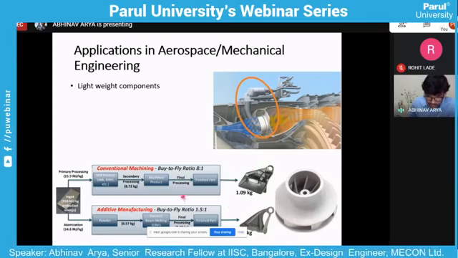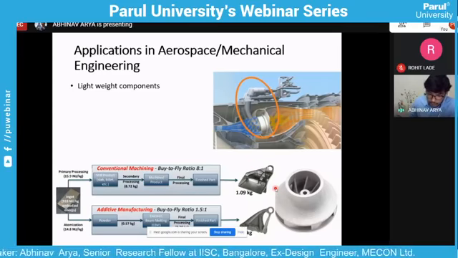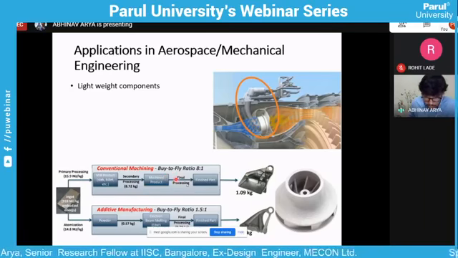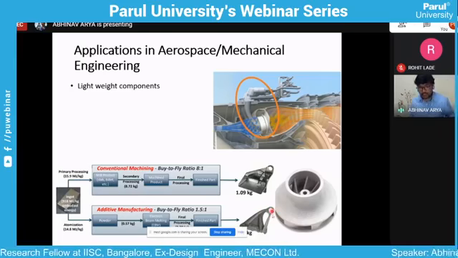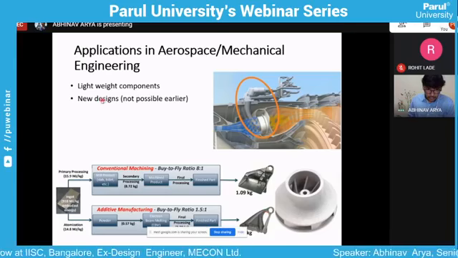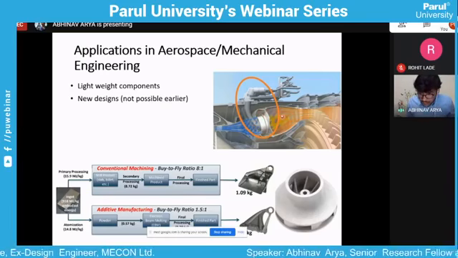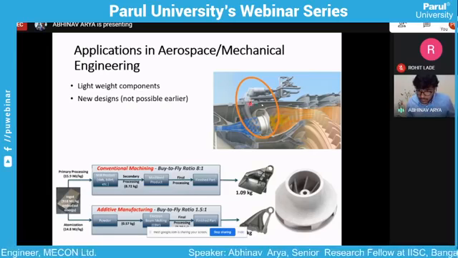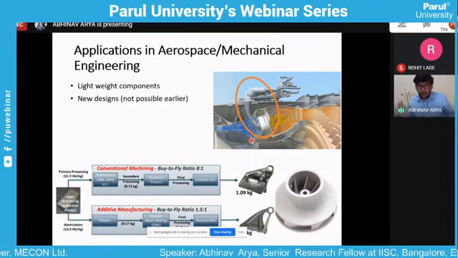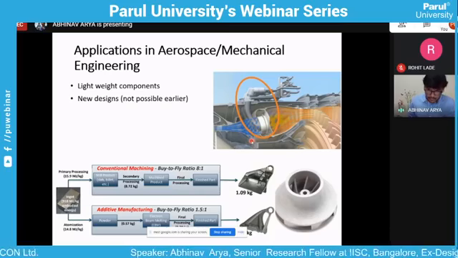Also, we can play with the design, because whatever the most efficient design is, we can directly print it. There's no machining required. That's why the design of the material is much better. New designs that were not possible earlier, now we can use. Like you can see here, this is inside the engine. This part they have designed using a new design, and it is much better than the old one.